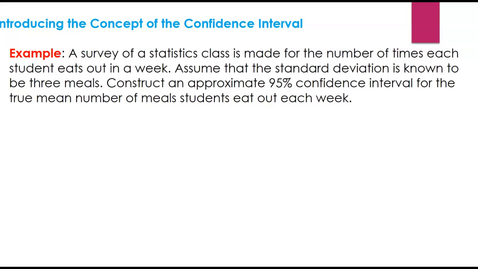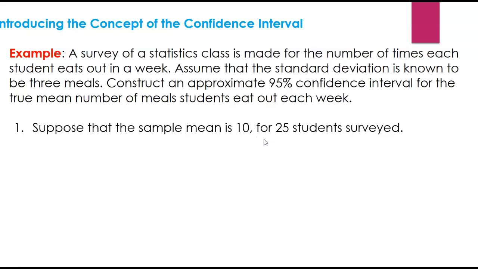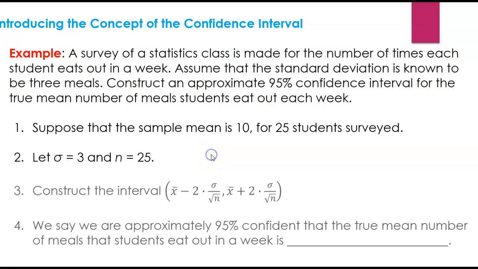Here's an example. A survey of a statistics class is made for the number of times each student eats out in a week. Assume that the standard deviation is known to be 3 meals. Construct an approximate 95% confidence interval for the true mean number of meals the student eats out each week. Suppose that the sample mean is 10 for 25 students surveyed. Let sigma equals 3, that was our 3 meals here, and n is 25, the 25 students surveyed.